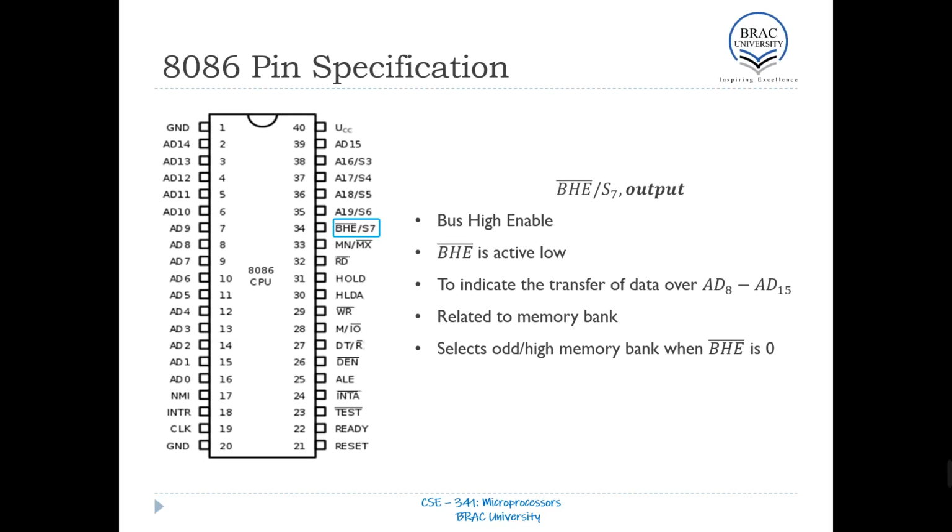Pin 34 is known as the BHE or S7 pin. This is an output pin and is also active low, meaning it gets activated when the logic at this pin is 0. This pin is used to indicate that the high byte of data is being transferred through the AD8 to AD15 pins. This pin is related to the memory bank to select the odd or high memory bank. We'll learn more about memory banks in the later chapters.